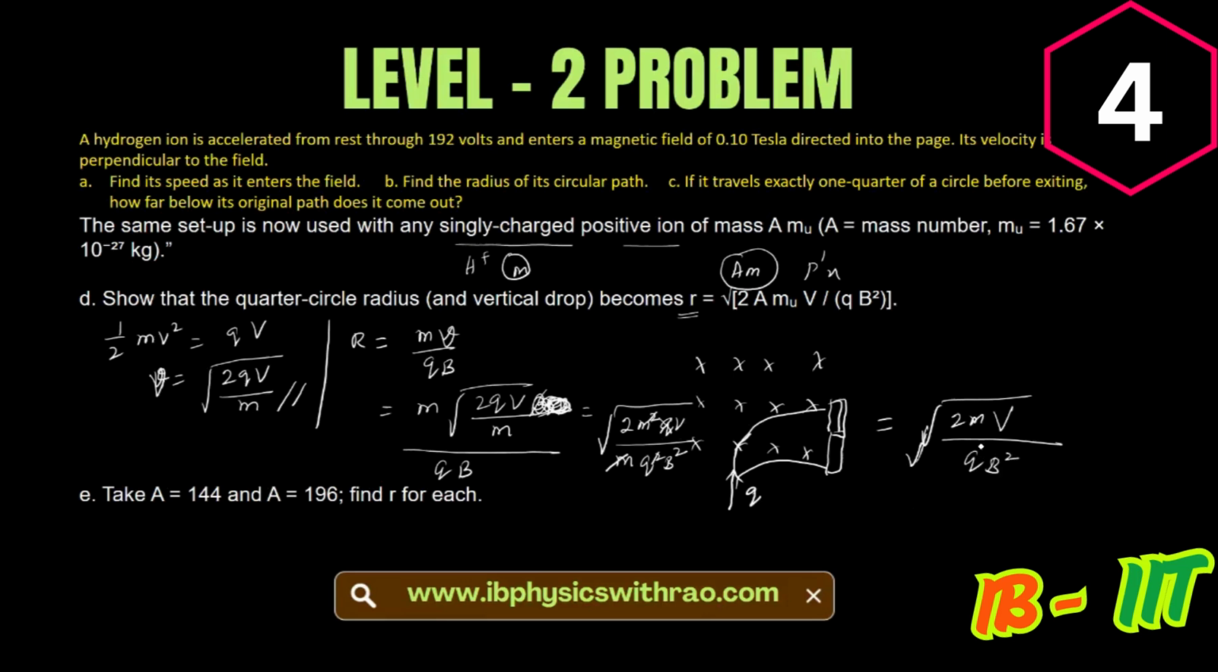Now, how is this expression different from the earlier one? The denominator q b squared is here, the V numerator is here, this 2 is here. What is the difference? A times mu, right? What is this m here? The mass of the bigger ion, which is equal to A times mu, where mu is the mass of one nucleon. So I'm going to write that the mass can be written as mu times A, and then R is equal to the square root of 2 mu A V divided by q B squared.